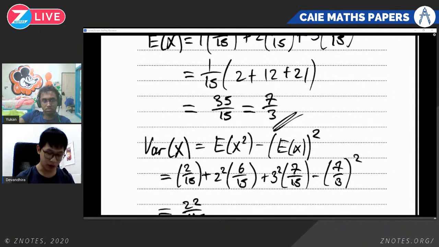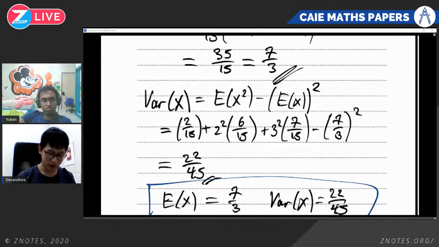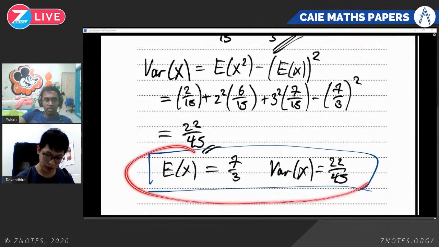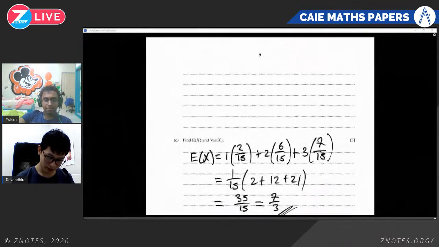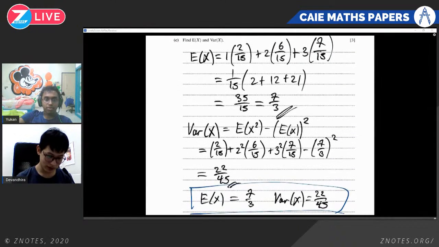And we found that before, which is 7 over 3. Just don't forget to square it. Put this in your calculator, and you should get 22 over 45. And you can write everything again at the bottom, and box your answer. Agree there, Eugen? Yep, that's all fine. Do you want to add something? No, everything is very clear here. They're just asking you to plug something in a bunch of formulas and you get your answer already.